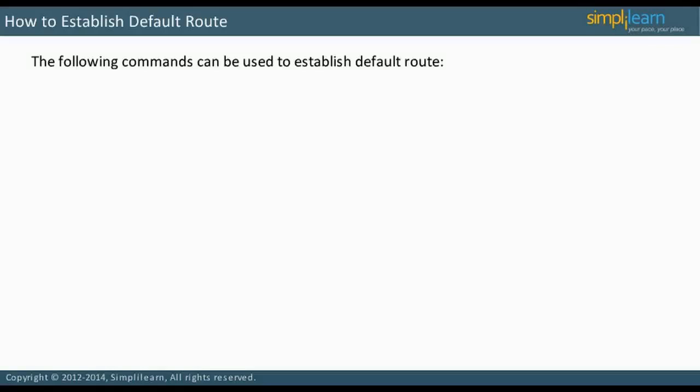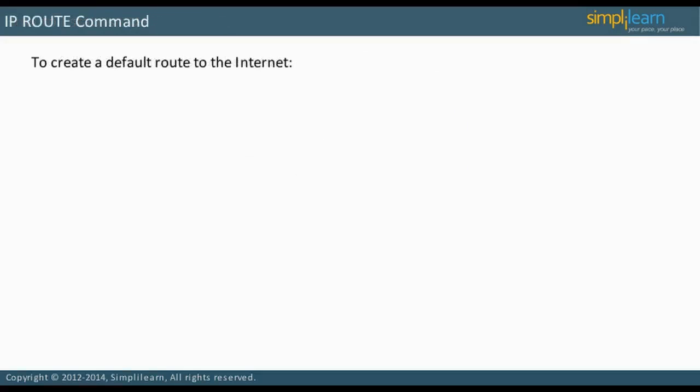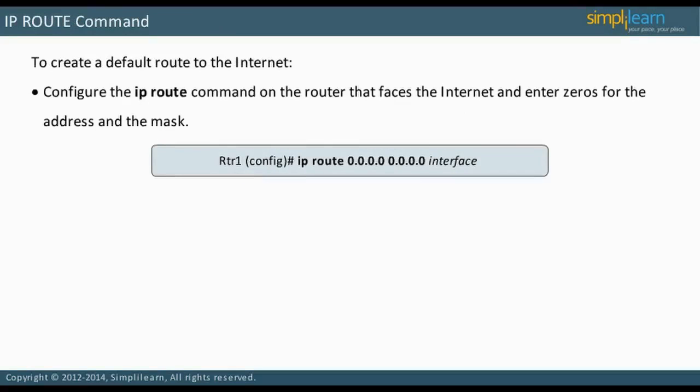Now, we will review the two ways to establish a default route, the ip route command and the ip default-network command. Let us discuss the ip route command in greater detail. You can create a default route to the Internet. Configure the ip route command on the router that faces the Internet. Enter all zeros for the address as well as the mask. The default is often called a quad zero route.